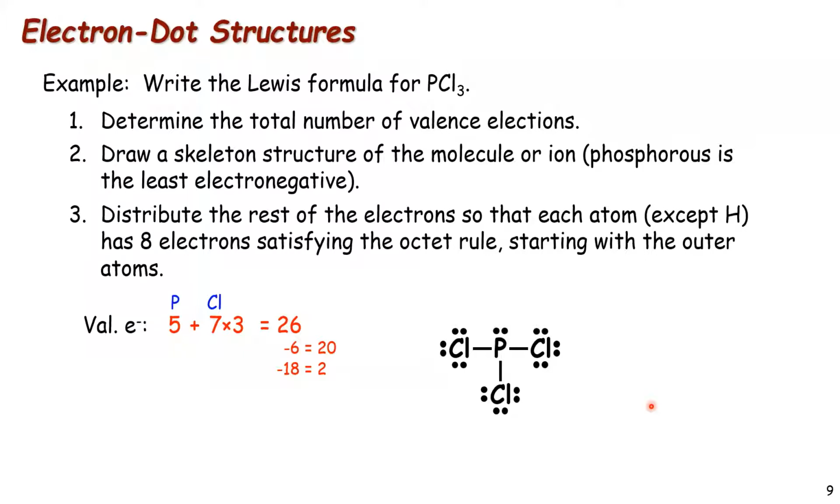So the octet rule in this set of rules gets us to the most probable structure quickly, but it's going to be the formal charges that are actually going to determine whether this is the most probable structure that we're going to find in nature. So again, drawing this and following the octet rules is the first step. The second step is going to be to look at the formal charges, and we'll look at that in just a minute. Okay, so we used up all of our electrons and we're good to go.